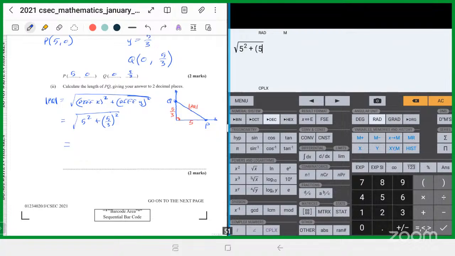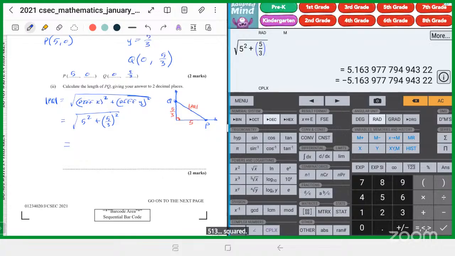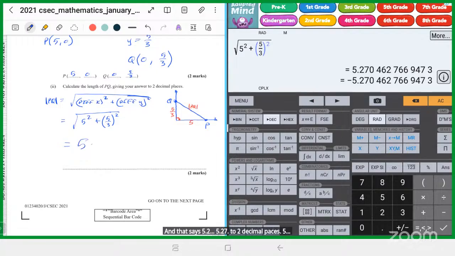And the answer is 5.27 to two decimal places. 5.27. When we calculate length in coordinate geometry, you have to use the word units. That's the unit of measure in coordinate geometry, units.